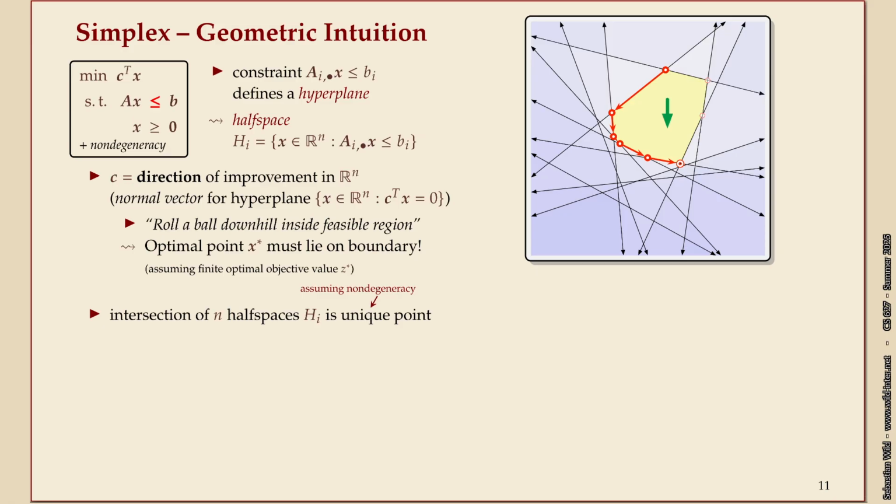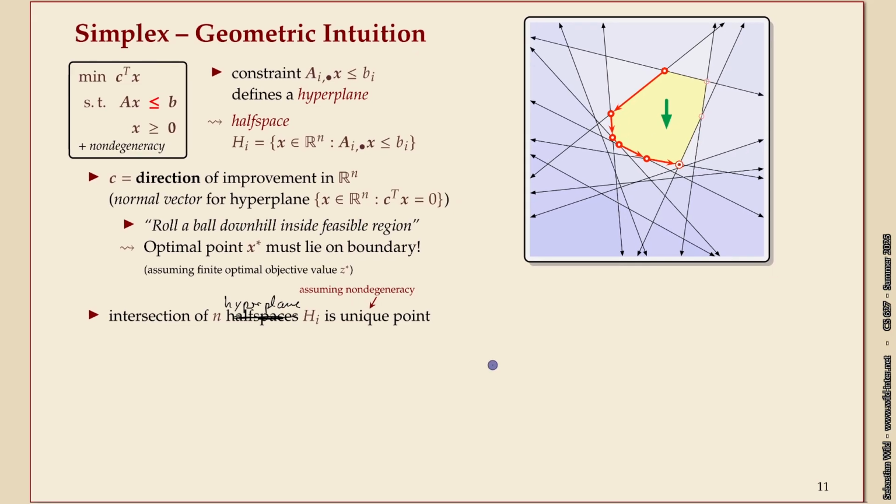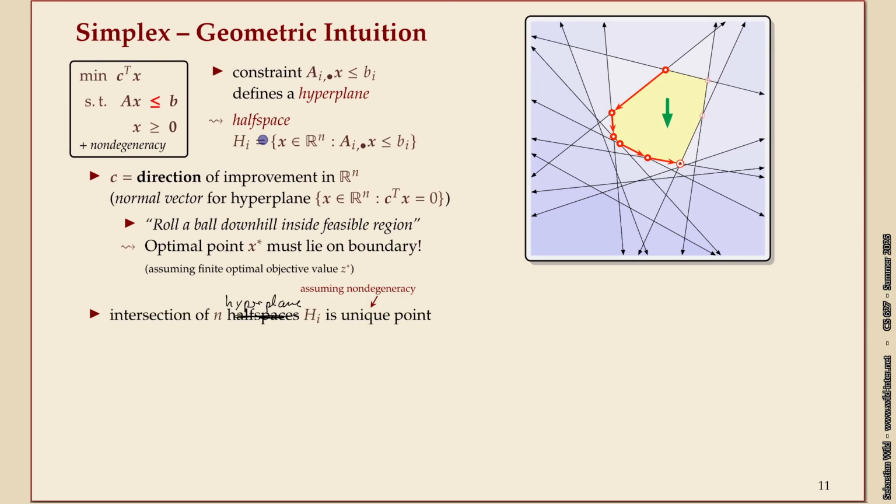Okay, if you take enough half spaces, I guess this is hyperplane, not half space. Half space is everything below a line. The hyperplane is the generalization of a line. And if you take n such lines, here 2, then you get a single point.